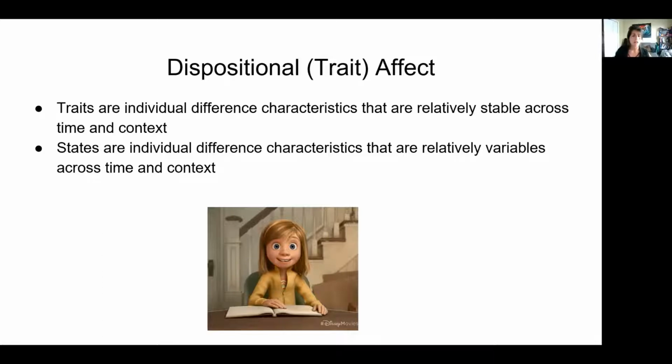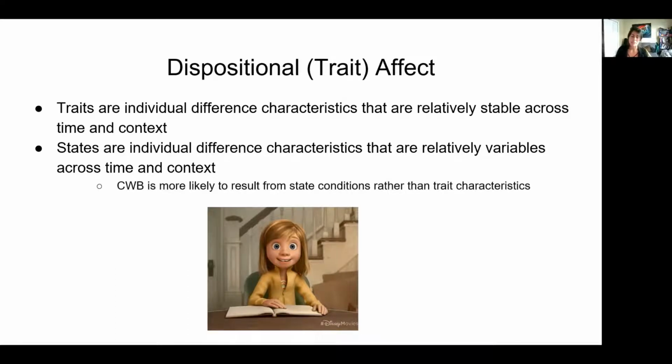Yeah, and we all have both. So even if you're someone who has a trait of positive affect and tends to be a happy person, like Riley is in Inside Out, you probably will still experience states that are different depending on context, especially a really, really strong context. So again, we're an interaction of both, but one is more on the person side and one is more on the situation side.